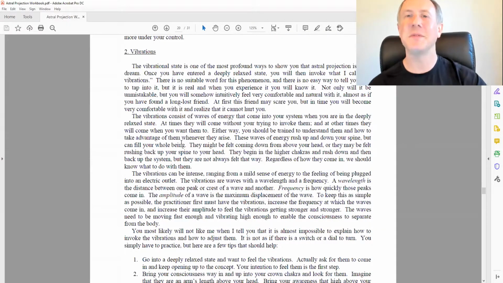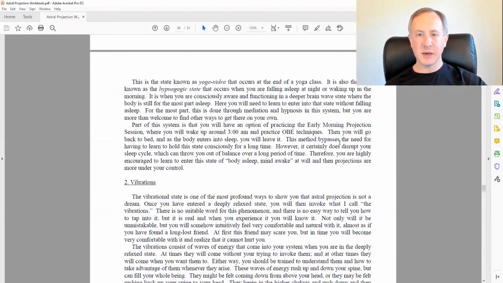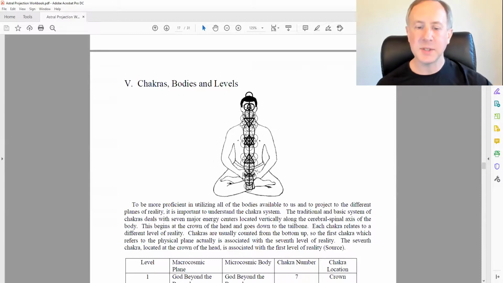All right, number 2, the vibrations. If you thought number 1 was hard, this is much harder. So let's go to the image of the chakras to talk about those. All right, here's the overview.